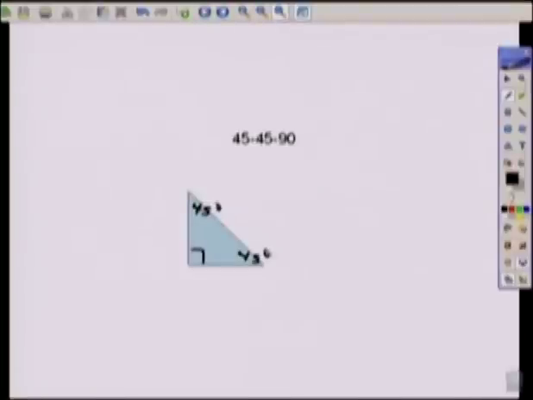If these two angles are the same, then we know that these two sides are the same. It's an isosceles triangle. Base angles of an isosceles triangle are congruent. These are congruent sides in our isosceles triangle. So let's call each of these sides x.